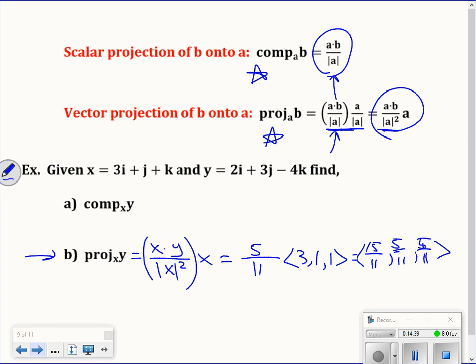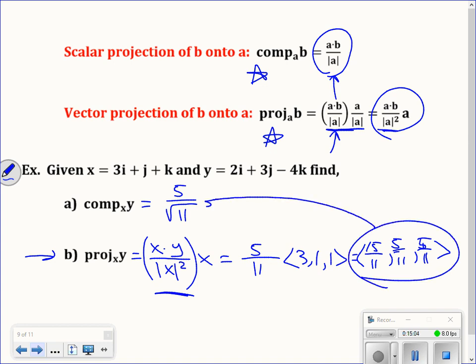Okay, all right, so up here, the component part. It's pretty similar to most of what you had right here. So you have x dot y again, so you got 5. On the bottom, we have the magnitude of x, and that was square root of 11. So that's finished. That's going to be the length of the projection vector. If I asked you to find the projection vector and then asked you to find the length of this thing, this right here is actually the length of it. So you don't need to do that.